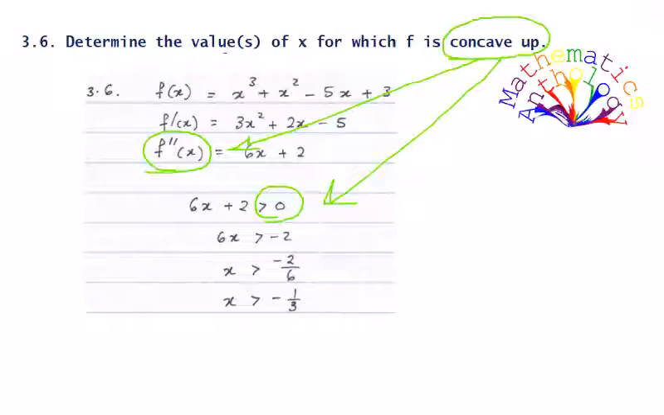If I find the first derivative there, I'll end up with f prime x is equal to 3x squared plus 2x minus 5. And if I find the second derivative from that, I will end up with 6x plus 2 as my second derivative. I need to take that second derivative, 6x plus 2, make it greater than 0 for concave up, and solve for x. So 6x will be greater than negative 2 if I take the positive 2 over. Divide both sides by 6, and I'll end up with x is greater than negative 1 over 3 as my answer.